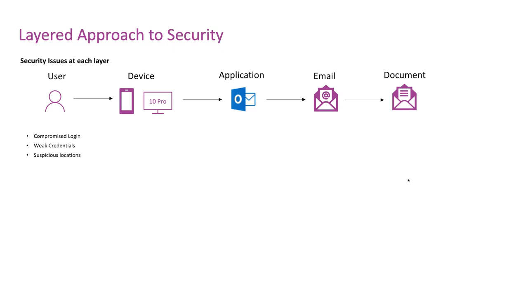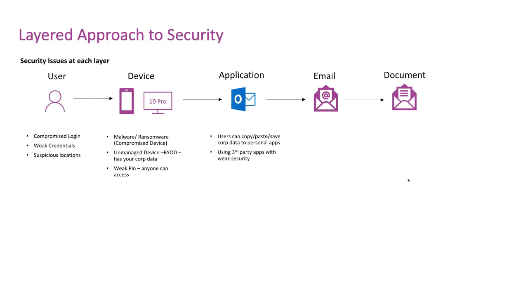So some of the challenges you may have are compromised login credentials, weak credentials, or suspicious locations that people log in from. There's malware on the devices. Unmanaged devices have corporate data on them. So maybe you've got some sales teams out in the field that have a personal phone or a personal device that they have to send themselves emails on to be able to access it. How do you manage the security on top of those devices in terms of passwords and PINs? How do you manage what people can copy out of corporate applications? Are you allowing people to synchronize their work email with their personal computer?